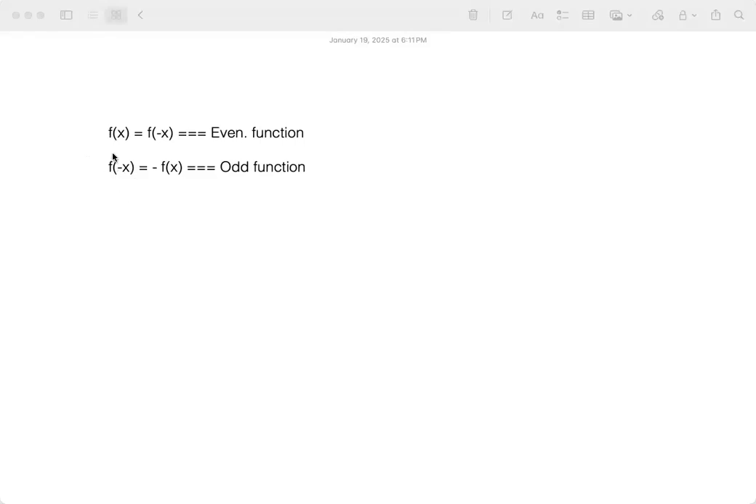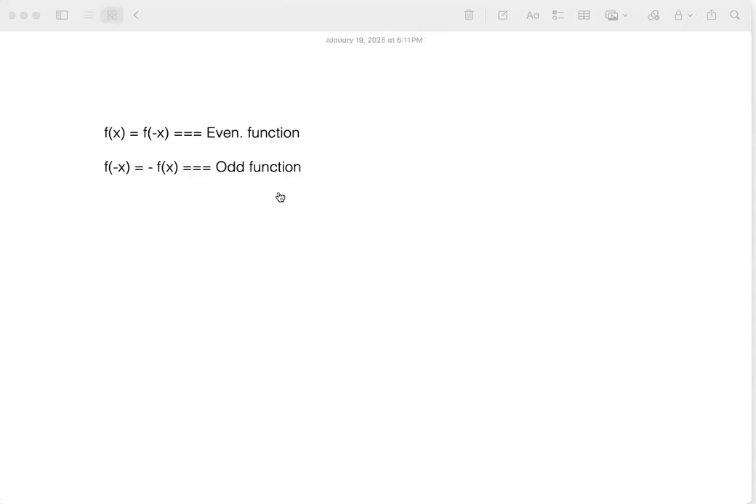Okay, so you will have to substitute minus x for x. If you substitute minus x and the function just remains as it was given, f of x, then it is an even function. But if it changes to the negative of the original function, then it is an odd function. If it doesn't follow any pattern, then you can say it's neither.